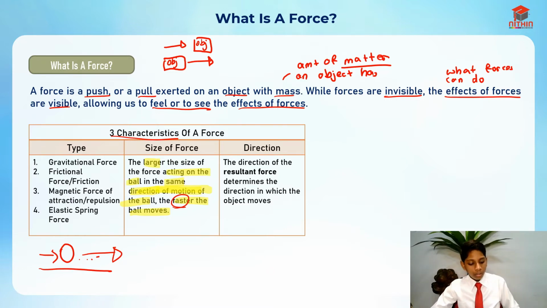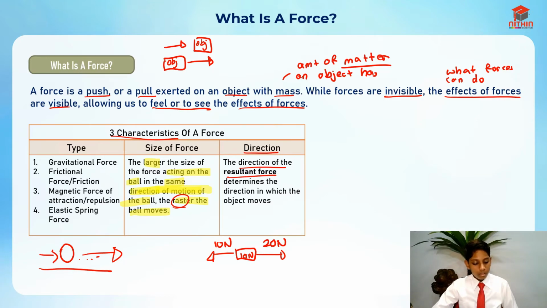Okay, the third characteristic is the direction. The direction of the resultant force. The resultant force is basically if we have two forces here, one force pulling here and another force pulling here, the bigger force will actually overcome. So if we have 20 newtons of force over here and 10 newtons of force over here, the resultant force is basically 20 minus 10, which is 10 newtons. Okay, if you don't know, newtons is basically the SI unit for forces.